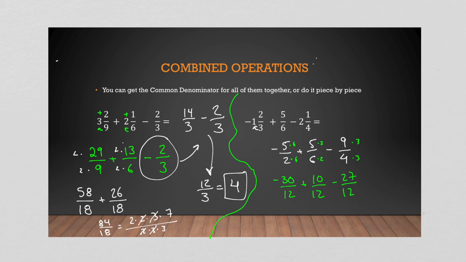So negative 30 plus 10 is negative 20 over 12. And then minus 27 over 12. Well, we are subtracting more, so we get minus 47 over 12. 47 is not divisible by 2 or 3, because that's all 12 is divisible by, so you have simplified.